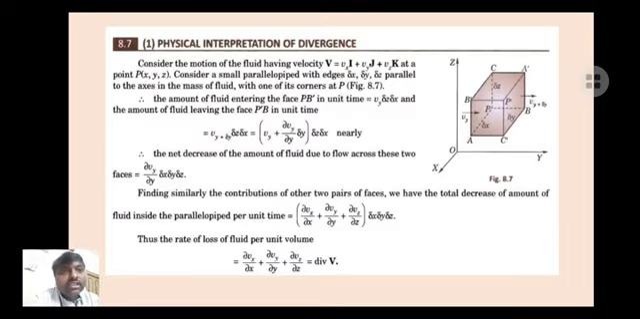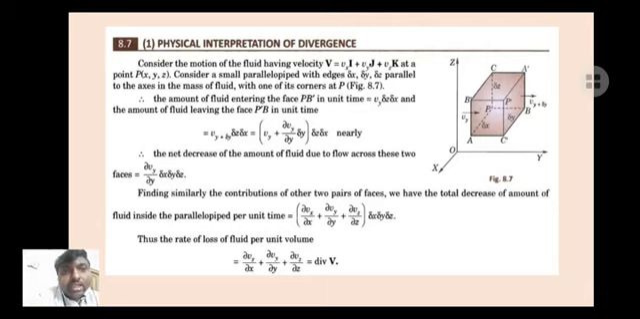Now go through the physical interpretation of divergence. In general, divergence is nothing but the difference between the fluid entering a unit volume per unit time.